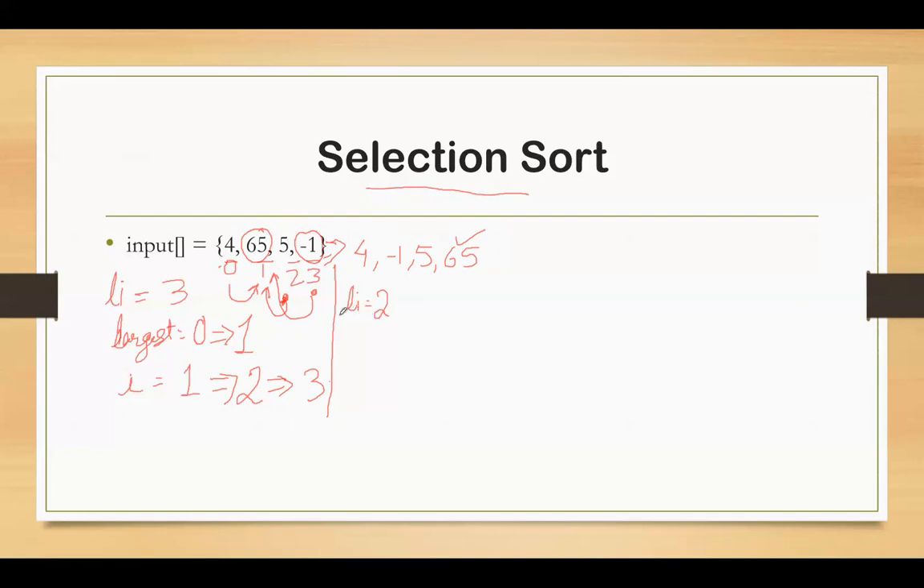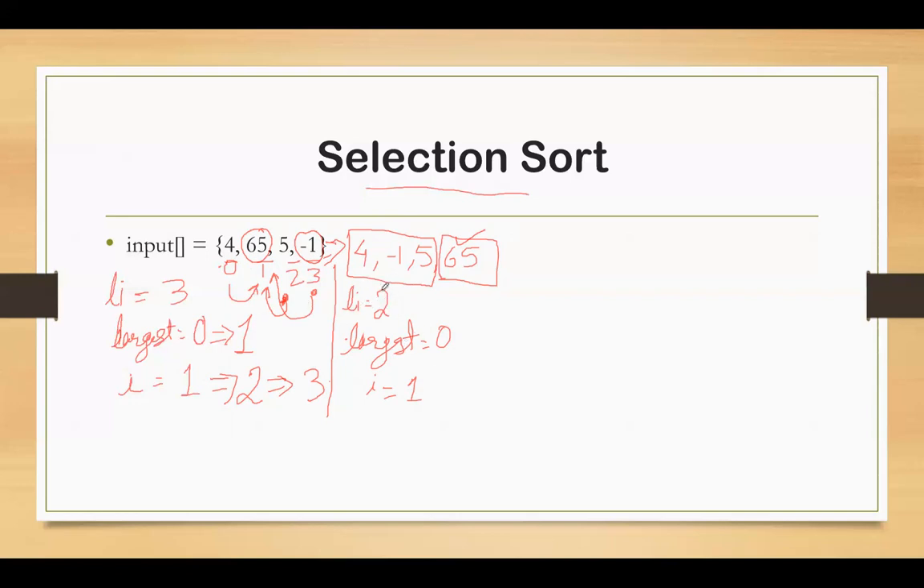So coming back to our iteration. Last index has been decremented by 1, which makes it 2. Then the largest variable will again be 0 and I will be reinitialized to 1. Now we'll do the comparison in this unsorted partition. Now 65 falls in the sorted partition, which we were discussing some time back.